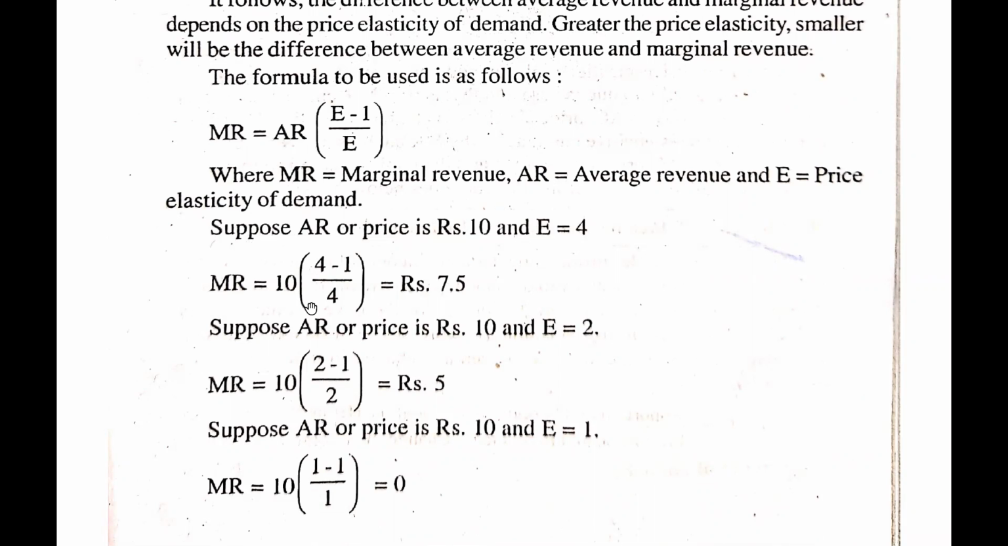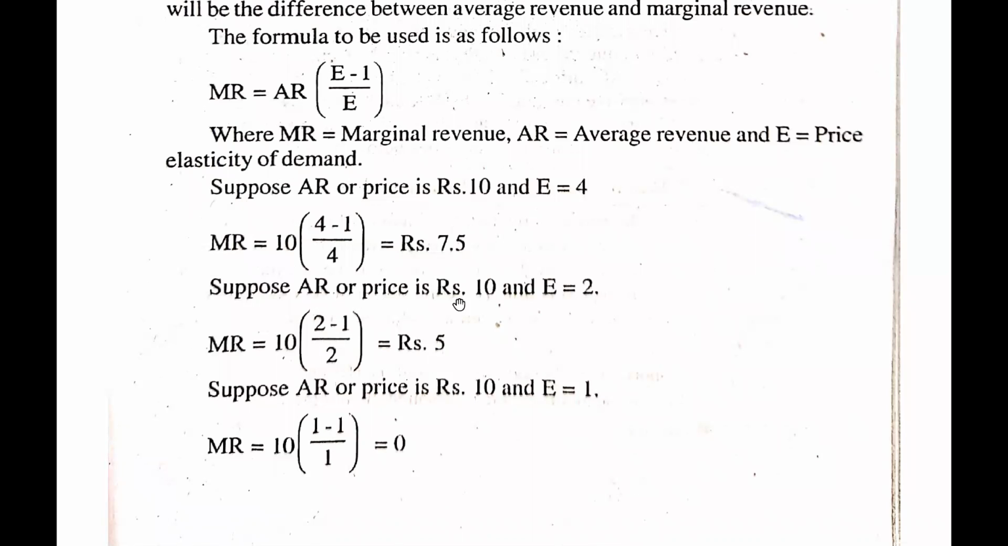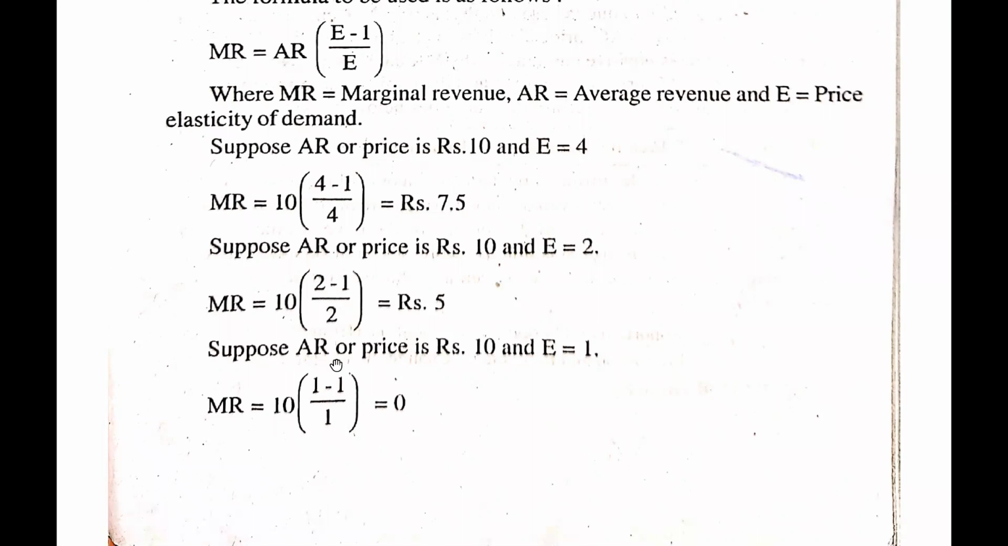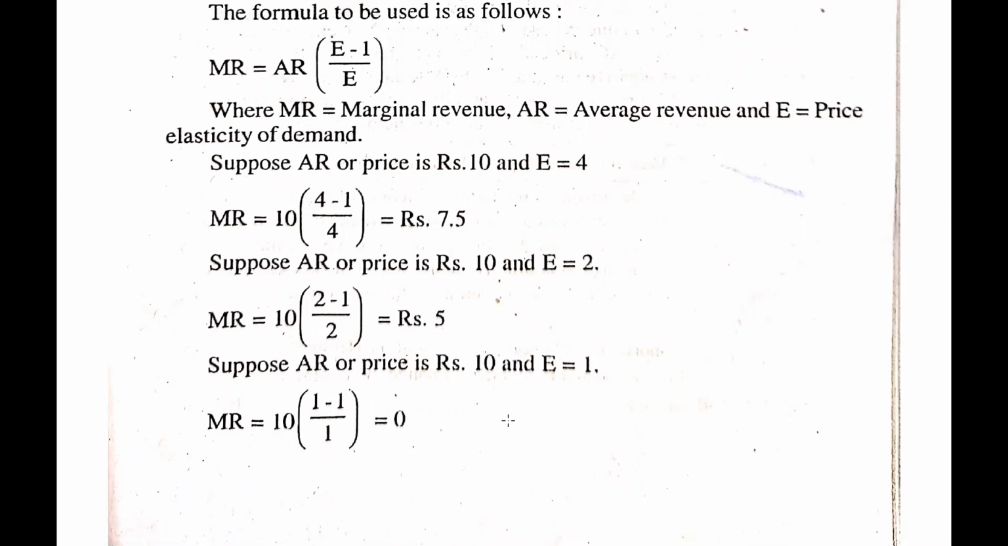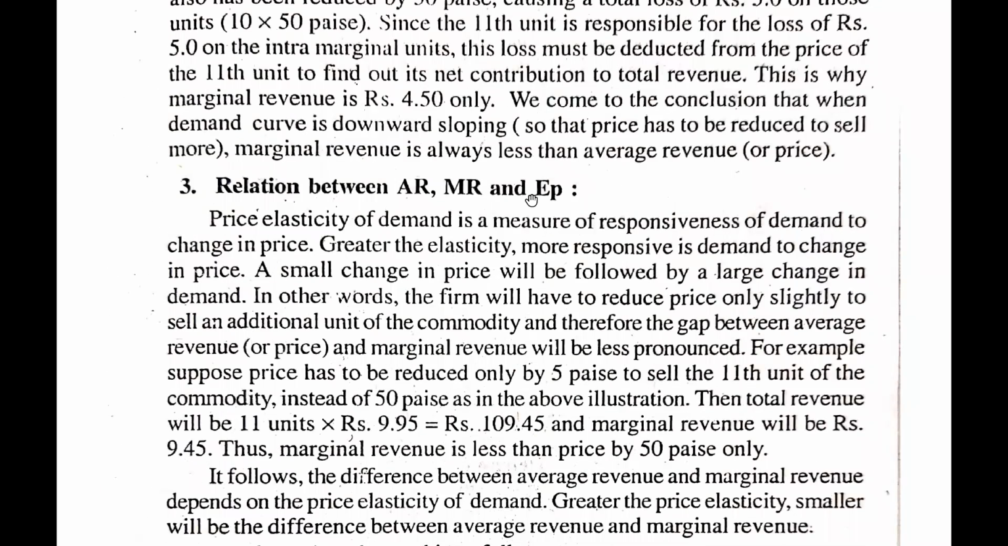Marginal revenue is equal to 10 times (4 minus 1) divided by 4, where 4 is the price elasticity of demand. We will get 7.5, so our marginal revenue will be 7.5. Suppose price is rupees 10 and elasticity is 2, then we will get 5 as marginal revenue. And suppose price of the product is 10 and elasticity is 1, then we will get 0 as marginal revenue. So guys, this is how price elasticity of demand, marginal revenue and average revenue are related to each other, because by changing the elasticity of price, marginal revenue will also change.